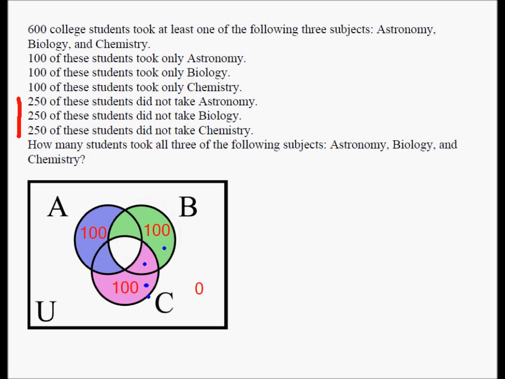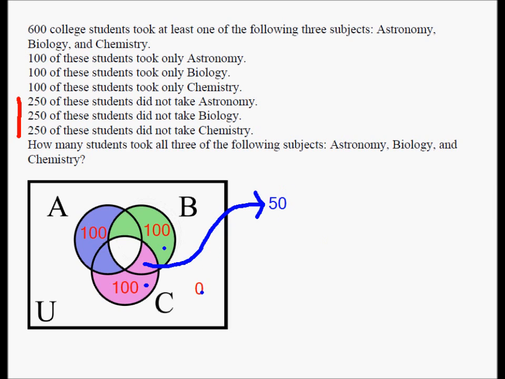You want to pause here and really make sure you understand the statement and the picture and the connection between the two. So, if 250 students did not take astronomy, and these 3 numbers should add up to 250, this better be 50. Just 50, not 150, just 50. So we're going to write it right here.